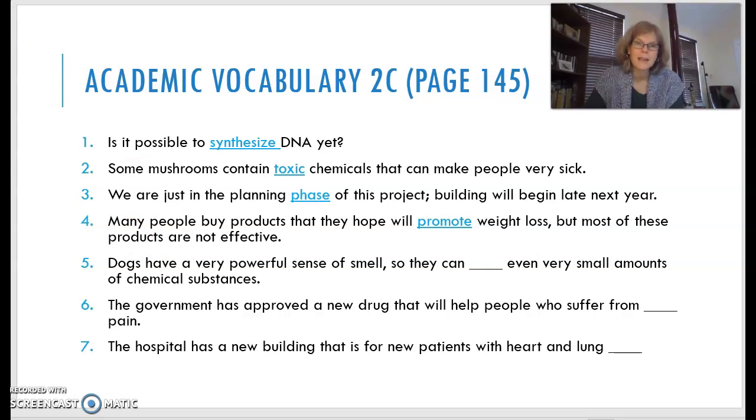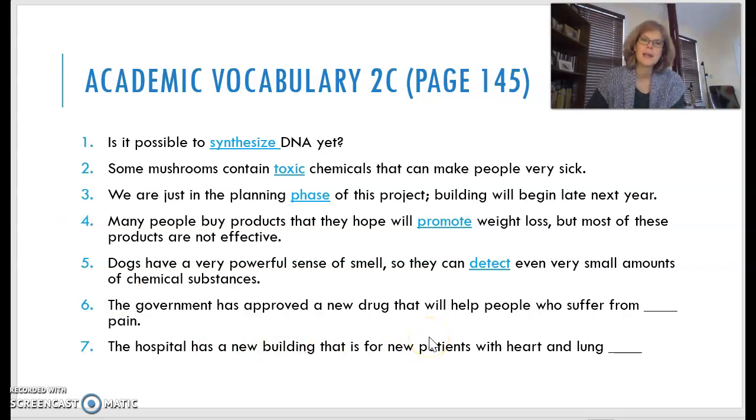People buy products that they hope will support or promote weight loss. Take a look at number 5, guys. What part of speech is missing? Again, I have a modal. They can something, even very small amounts. I need a verb after can. Let's take a look at which verb we might need. Talking about dogs. Dogs have a very powerful sense of smell. So we're talking about the senses. Which verb would you use to talk about their senses? I use detect. They can detect even very small amounts of chemical substances with their powerful smell.